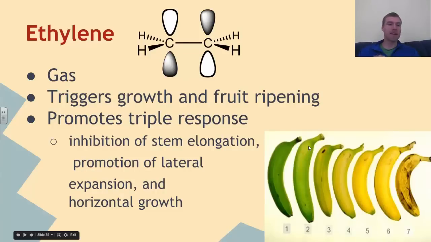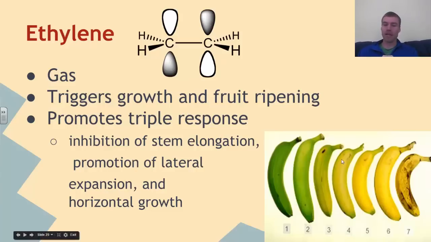All right, the last one we're going to talk about is ethylene, which is unique because it is a gas. It triggers growth and fruit ripening, and it also promotes the triple response. The triple response is the inhibition of stem elongation, promotion of lateral expansion, and horizontal growth. And we'll talk about that in just a minute.